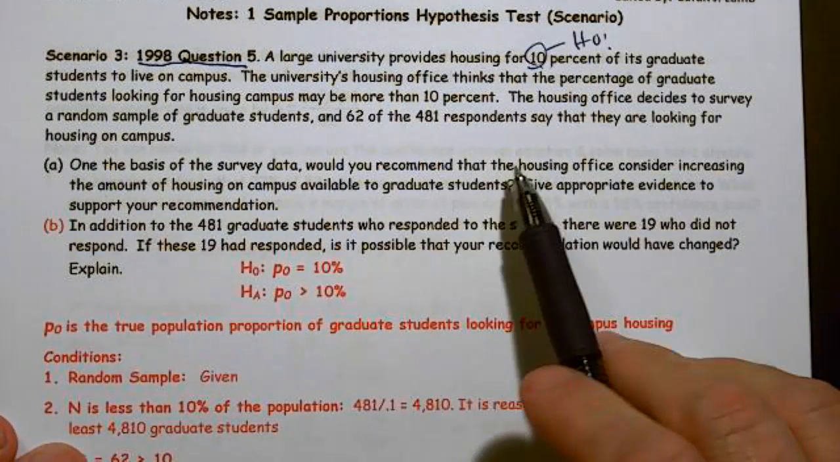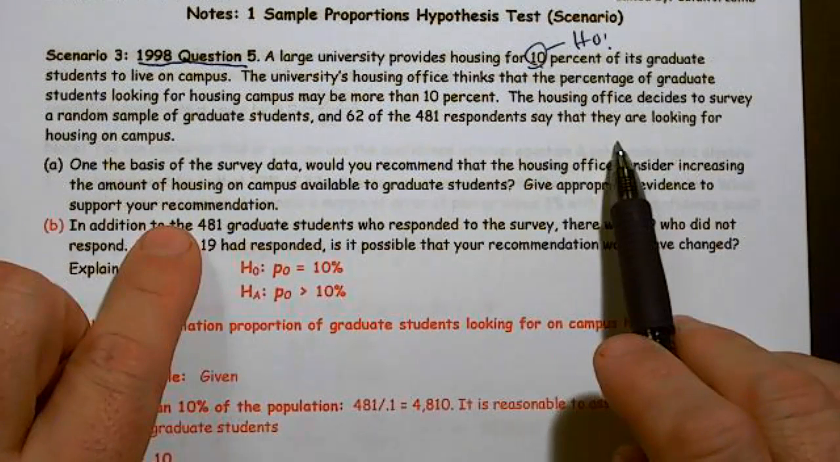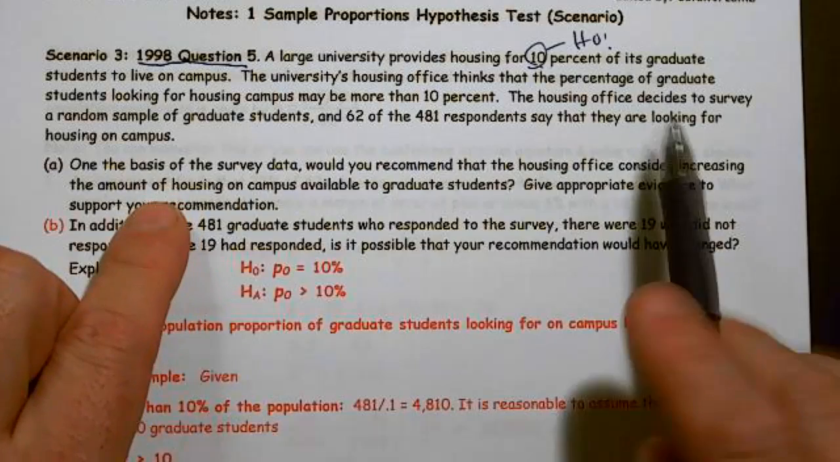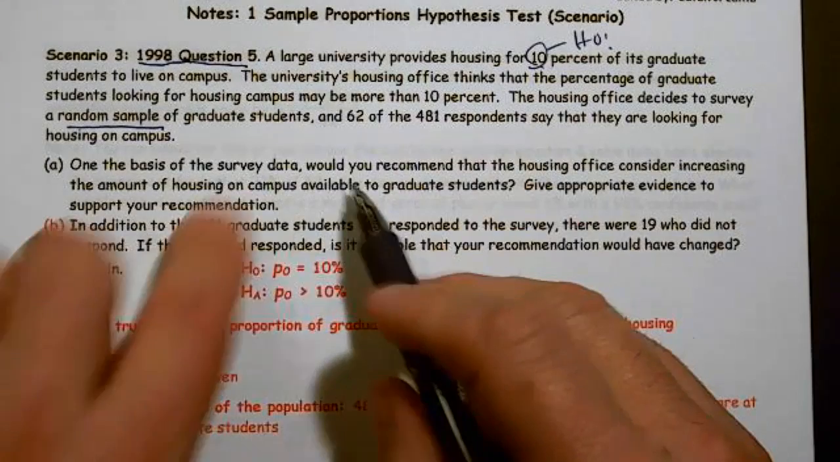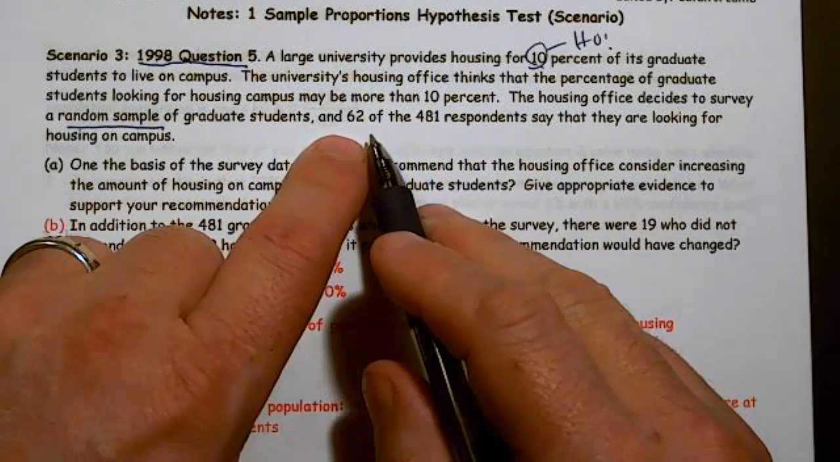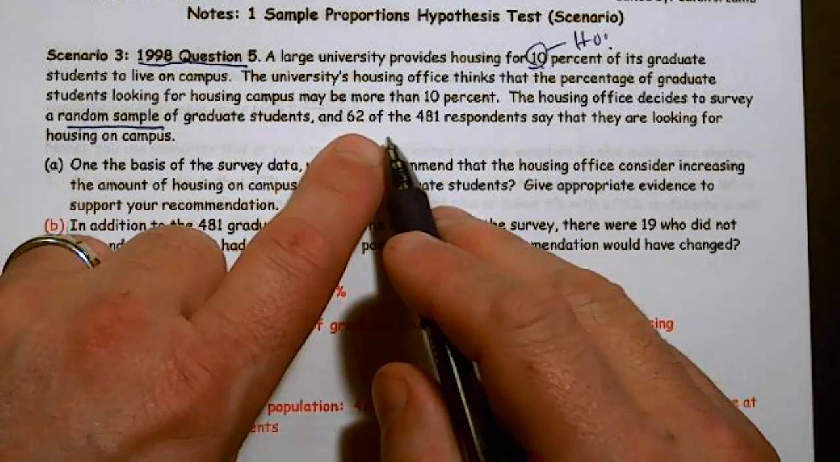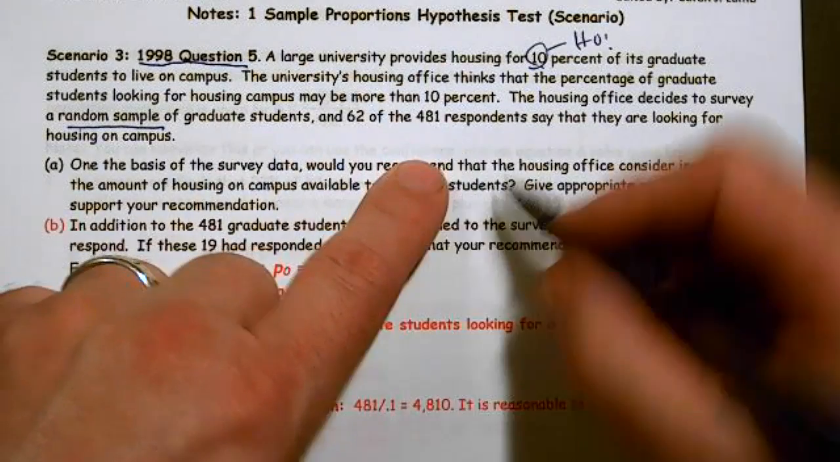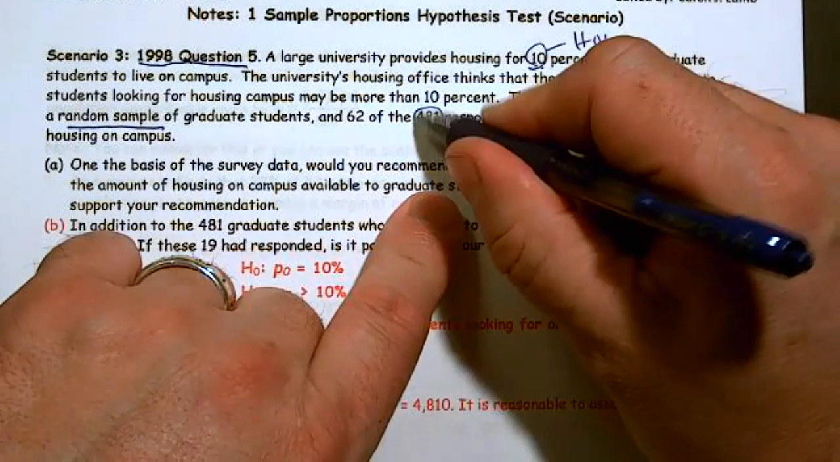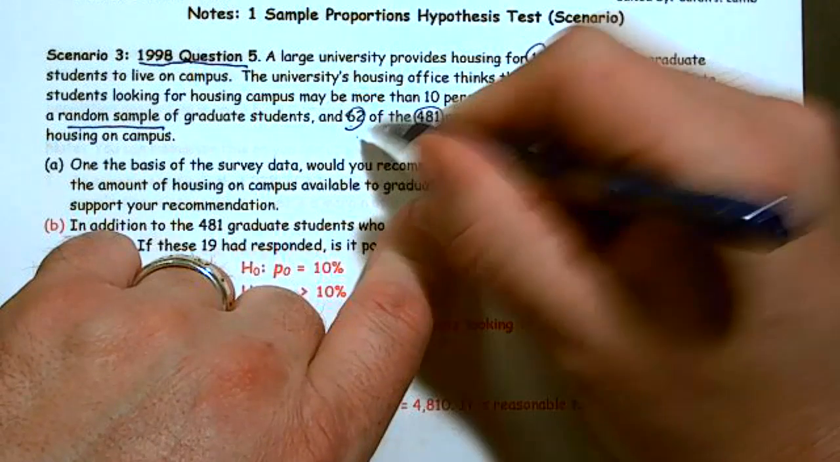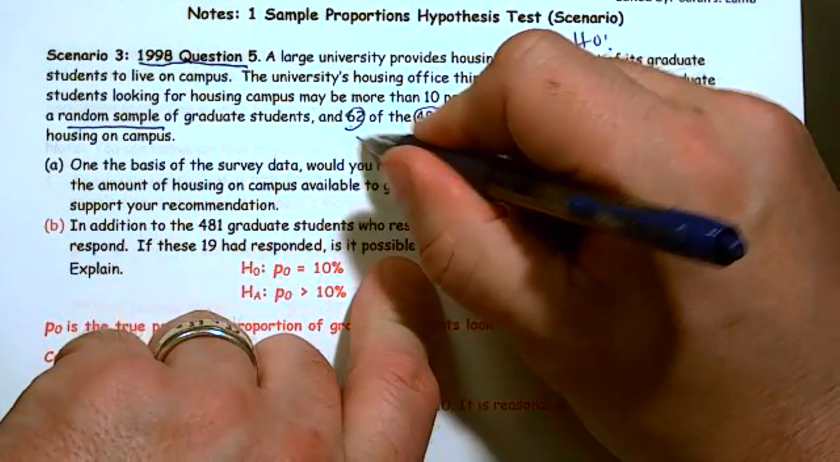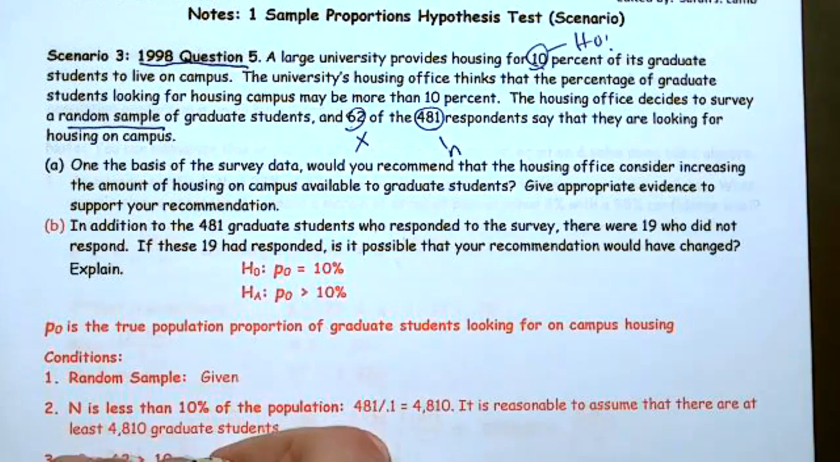The housing office decides to survey a random sample, that's important, of graduate students, and 62 of the 481 say that they are looking for housing on campus. So this right here would be my sample size. This would be the number of successes. So this would be my X. Say that they're looking for housing.